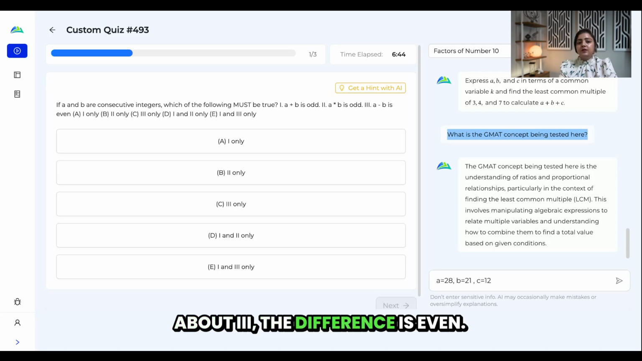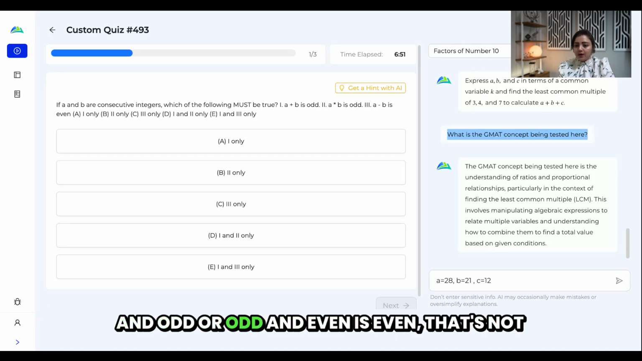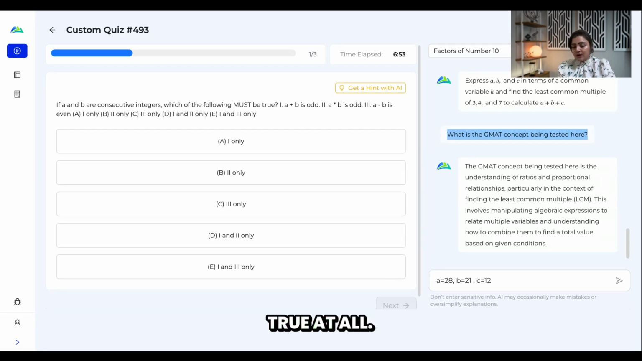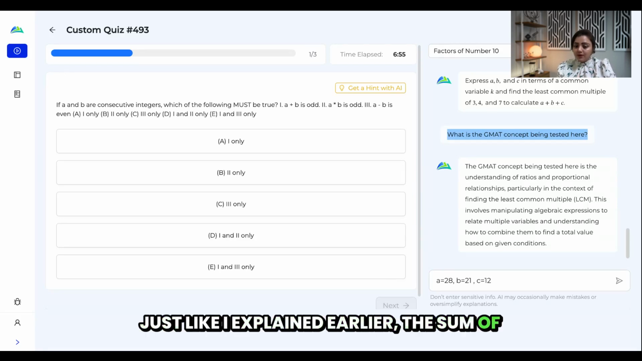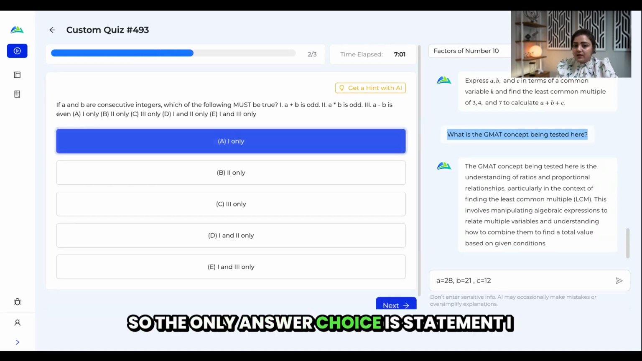About 3, the difference is even. We're saying that the difference of an even and odd or odd and even is even. That's not true at all. Just like I explained earlier, the sum or the difference of two consecutive integers will always be odd. So the only answer choice is statement 1.